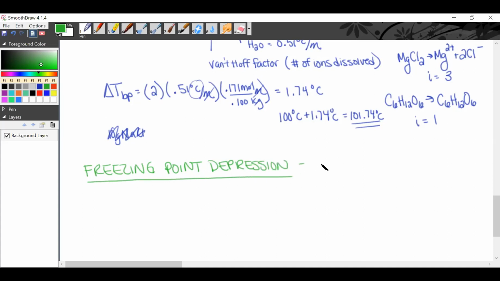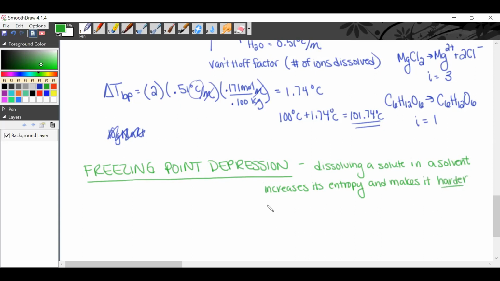Freezing point depression. Dissolving a solute in a solvent increases its entropy. We already talked about that. And it makes it harder to freeze. More energy must be removed.